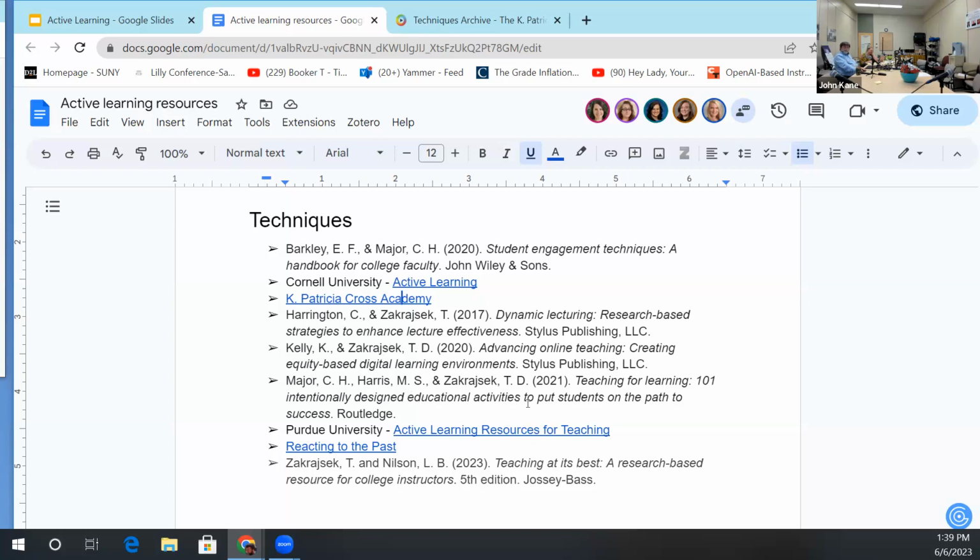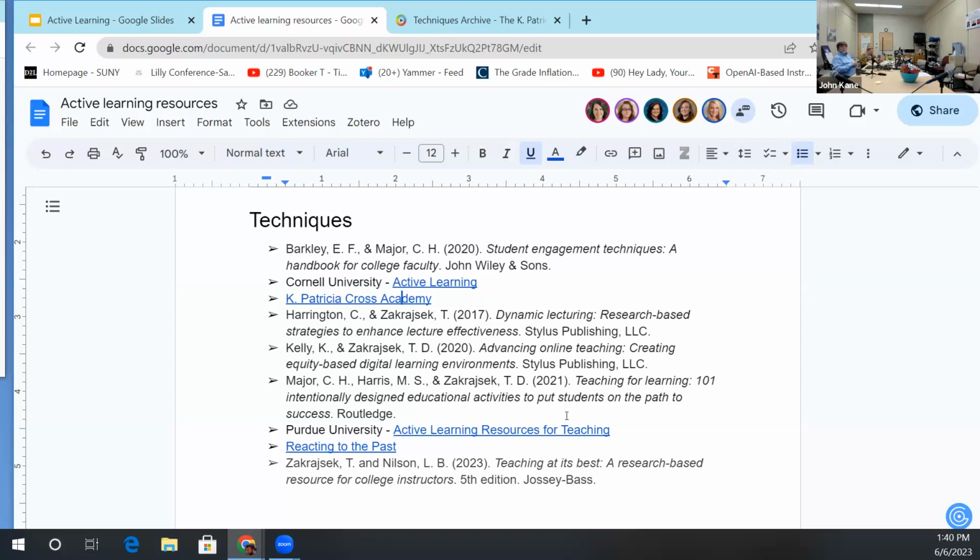There's another great book here, Teaching for Learning, 101 Intentionally Designed Educational Activities to Put Students on the Path to Success. And it's mislabeled because they actually now have about 200 resources there, because again, as in Claire Major, one of the developers of the Kate Patricia Cross Academy, contributes many of the same techniques to here in book form. And I forgot who, Mark Harris, I think it is, and Todd Zakrajsek have all done a lot of work on encouraging active learning techniques and so forth.